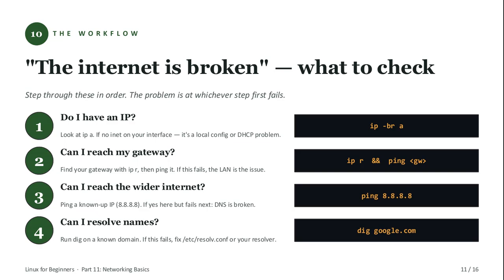Start with ip a. Do you even have an address? If yes, find your gateway with ip r and ping it. That tells you the local network is alive. Then ping 8.8.8.8 to confirm you can reach the wider world by IP. And finally, dig a known domain. If that's the only thing that fails, your DNS is the culprit. Four commands, four layers, every time.